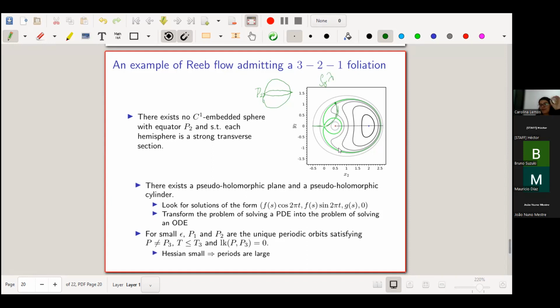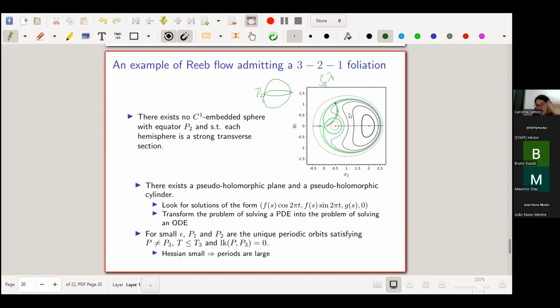And it's a property of Hamiltonian flows that when you have a small Hessian in some region, the periods of the orbits in that region will be large. So basically, you can show that in this part here, for epsilon small, the Hessian is very small, so that the periods here are very large. So there's no problem if these orbits are not linked with each other.